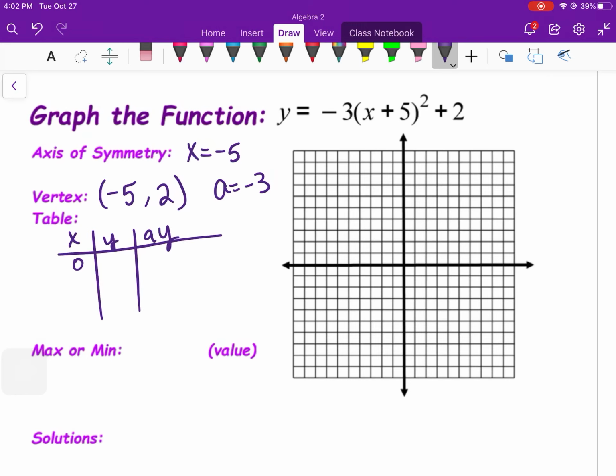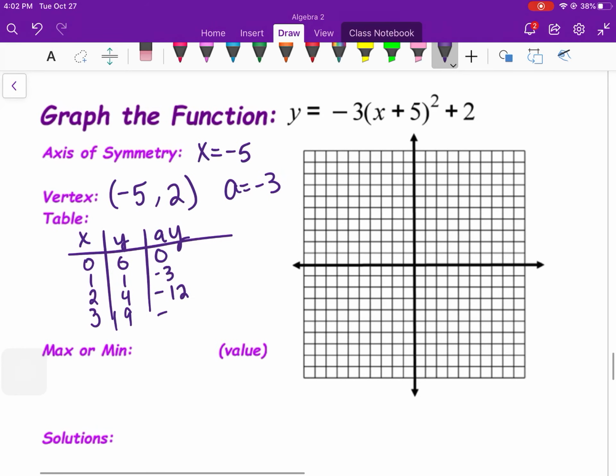I'm going to have x, y, a, y. So x is 0, 1, 2, 3, y is 0, 1, 4, 9. And then a is -3, so 0, -3, -12, -27. The last one's not going to fit on the graph, and that's going to be okay.